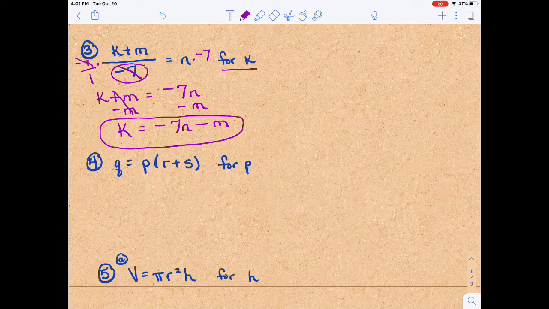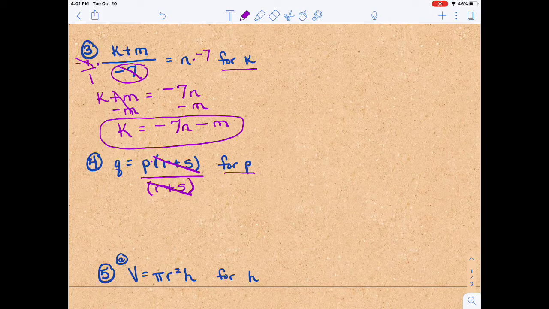All right, in example 4, we want to solve for p when we have q equals p times r plus s. Because it's p times, to get p by itself, what I'm going to do is actually divide by r plus s. I'm thinking of this as a chunk, as one particular factor that can be canceled. So I can cancel that factor, and I just have p by itself.